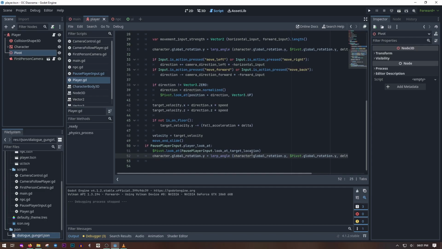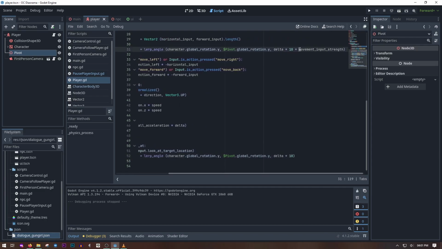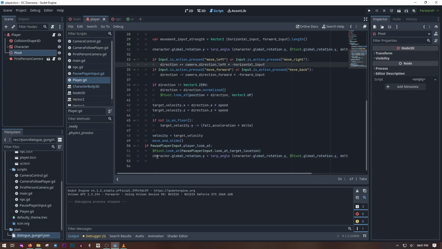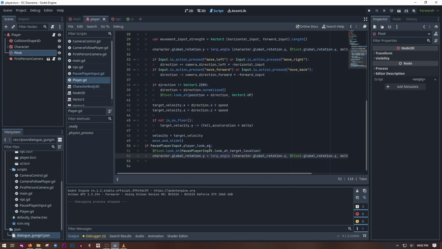Character global rotation lerp angle. Okay, so we copied the thing down there, but it's got nothing to do with movement input strength, so that's why we needed to copy this part. So if it's player look at, continually keep the smooth movement code and pivot look at thing.